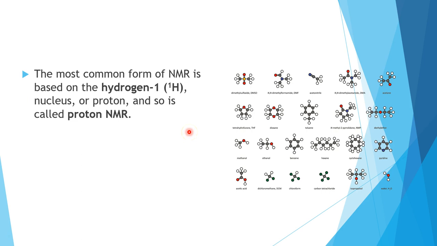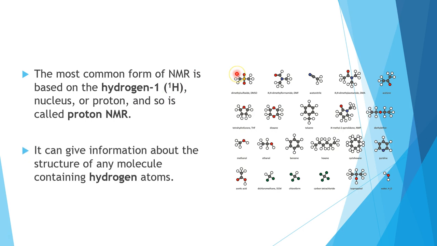So the most common form of NMR is proton NMR, and we've looked at proton NMR a lot. This looks at the hydrogens in a molecule, and it gives us information about the structure of the molecule that contains hydrogens, which is pretty much any hydrocarbon that we can think of. So there's a number of different molecules that we can look at. Pretty much all these families here will give us different information by the hydrogens that are present on them. So we can see here that we have different hydrogen environments, different types of hydrogen, and we can tell those apart.